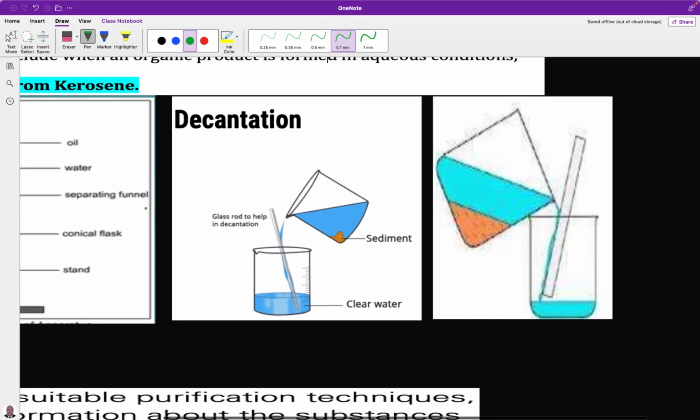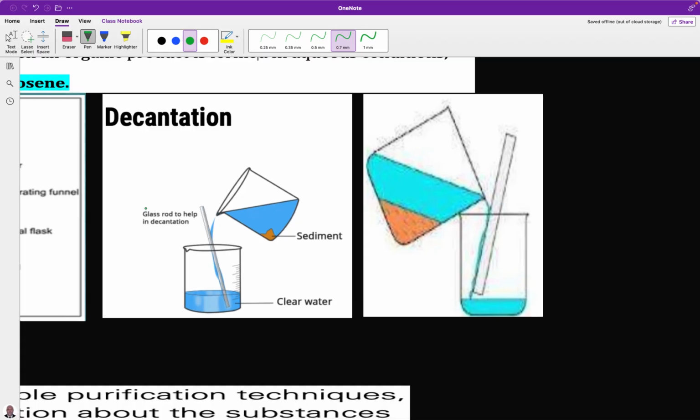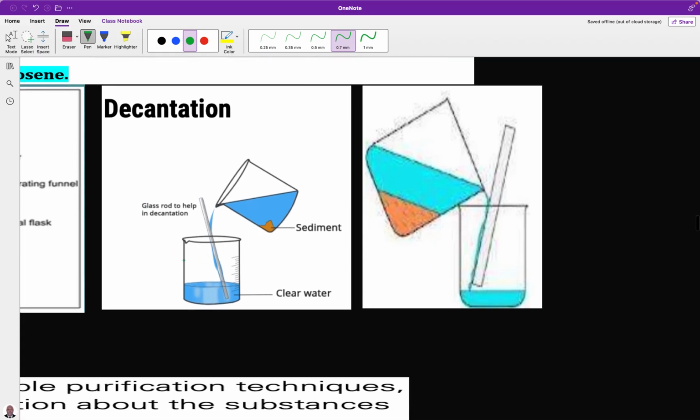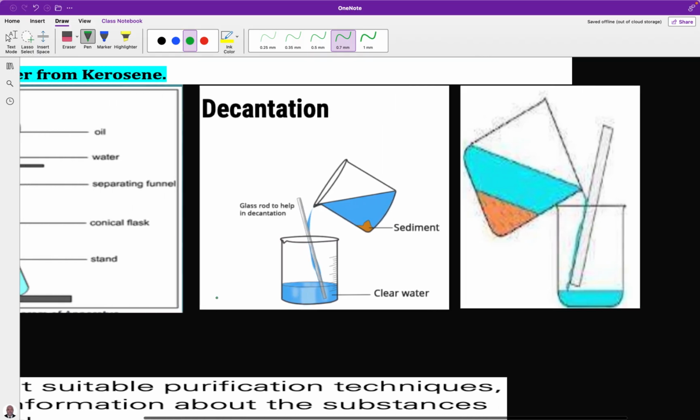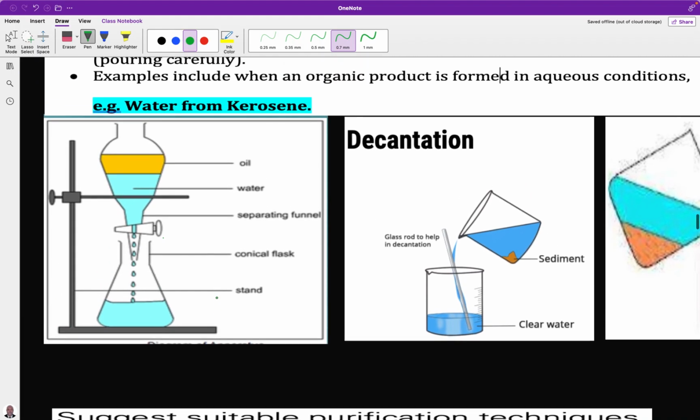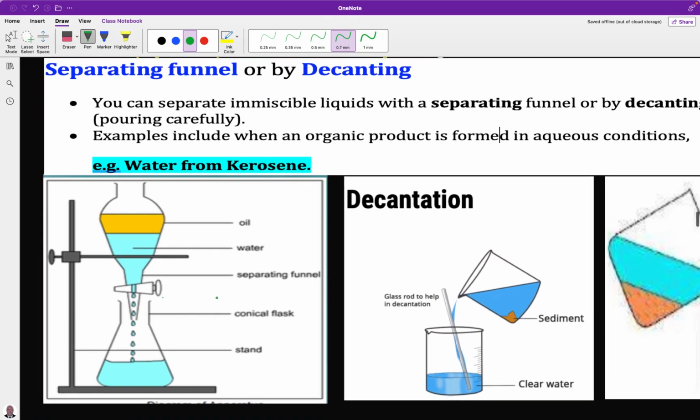The process of decantation is another process. You have the beaker there, then you pour it into the collecting beaker carefully. Let it settle and try to collect it using a collecting beaker by pouring it gently. That process is called decantation. These are two methods you can use to separate immiscible liquids, liquids that cannot mix up to form a uniform solution.